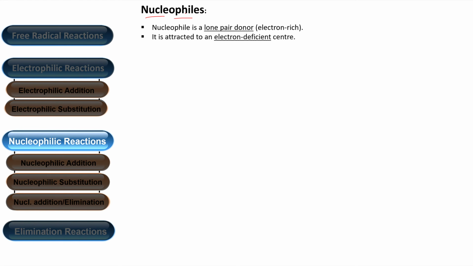And of course, it's attracted to an electron deficient center, and it donates there a lone pair of electrons to form a covalent bond. For example, we have here C, a nucleophile which carries a negative charge, and it's attracted to D, which is electron deficient and therefore carries a positive charge. By giving its electrons to D, it makes a bond with D and makes a product CD.